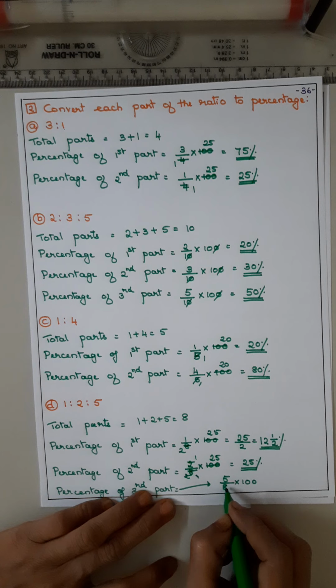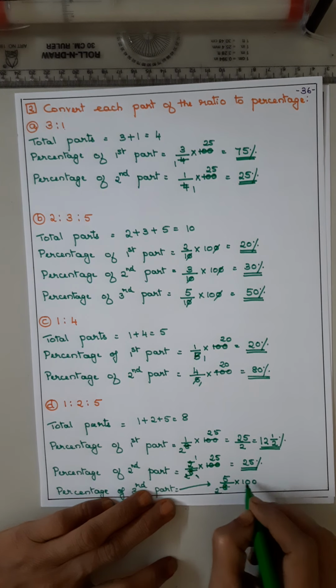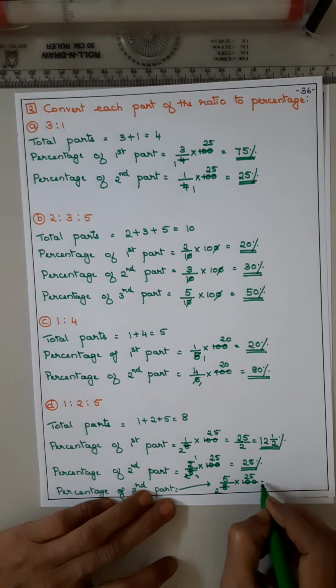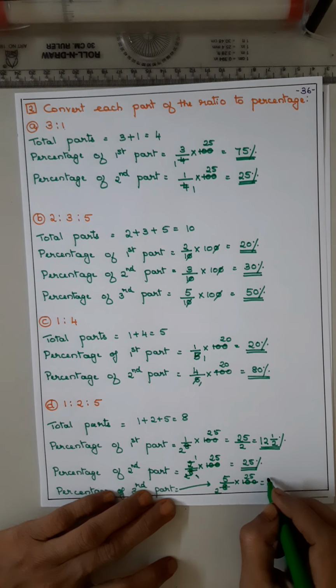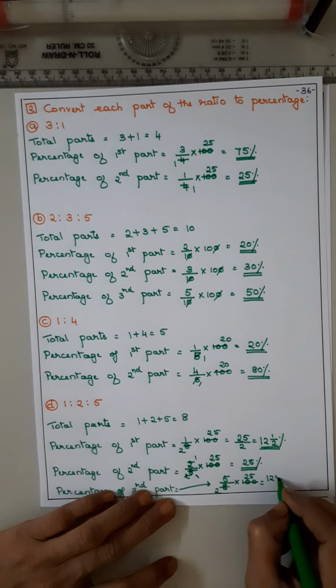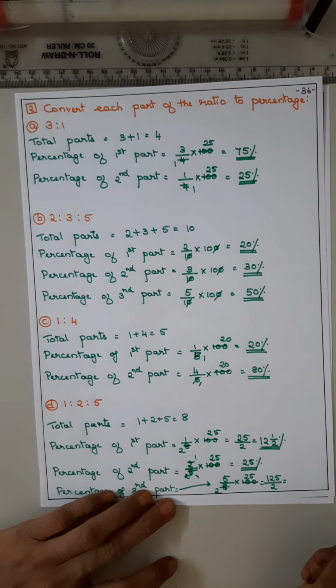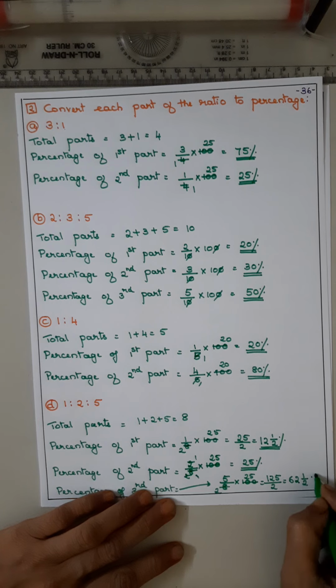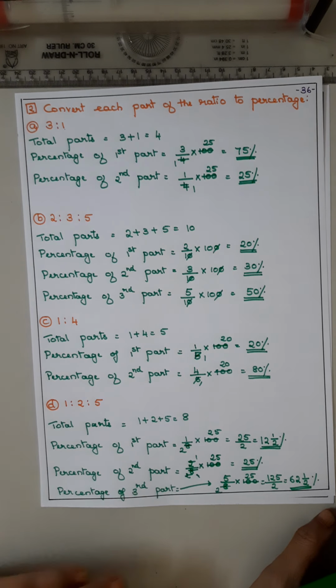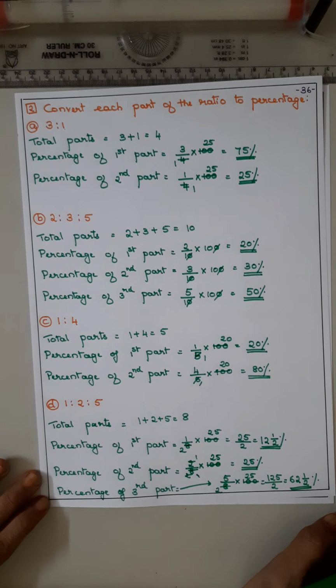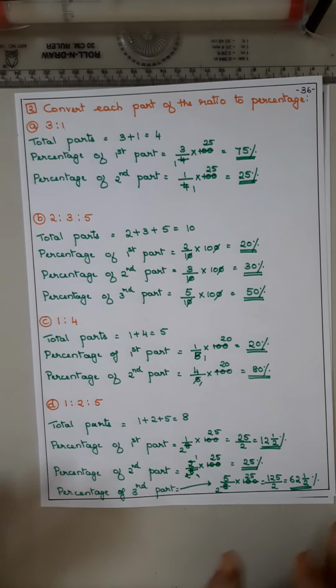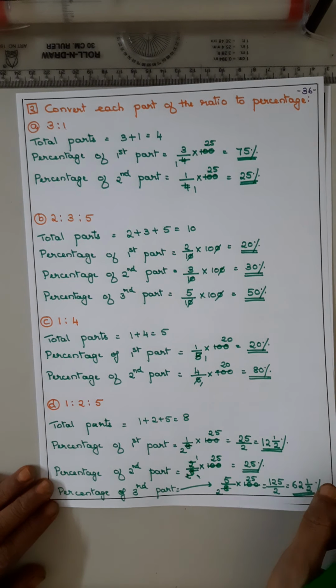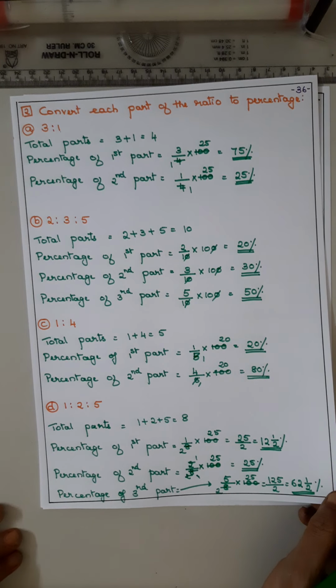Now the third part is, I'll write little bit here, 5 by 8 into 100. Now 8, again it is 4 2s, 4 25s. Now there is no cutting, so it will be 25 5s are 125 upon 2, isn't it? 2 6s are 12, 2 2s are 4, 1 remains, 1 by 2. So you got 62.5%. Is it clear? So total parts you have to find out, and then each part, the percentage you have to find. Hope you are confident with this topic.